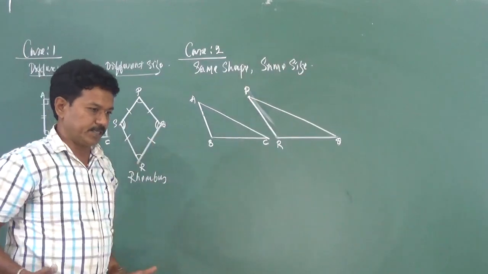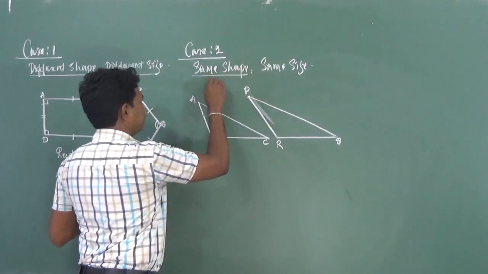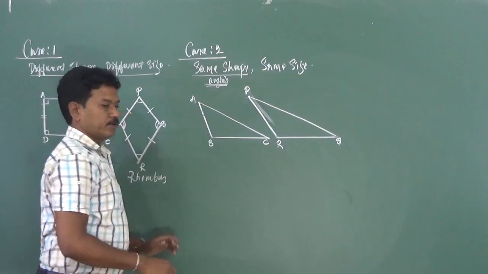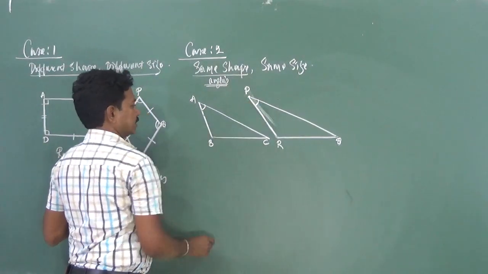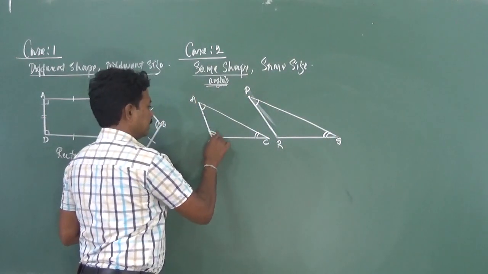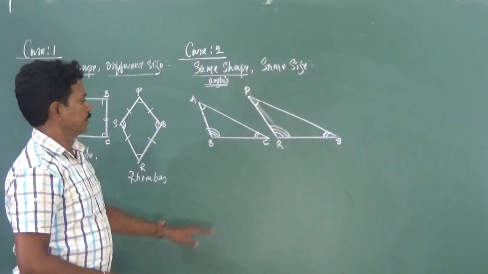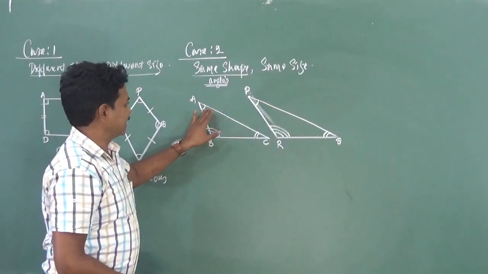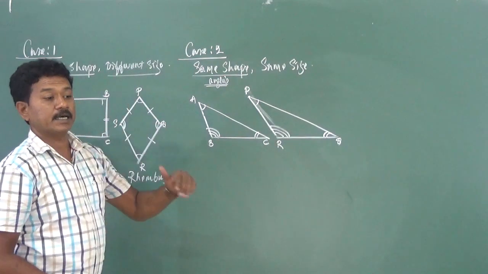Why do they look the same shape? Same shape depends upon the angles. So this angle will be equal to this, this angle will be equal to this, and this angle will be equal to this angle. If in both the geometrical figures they have equal angles, they are called corresponding angles.